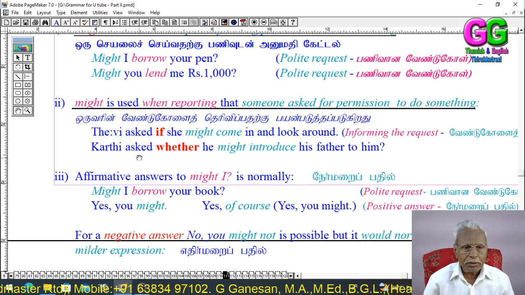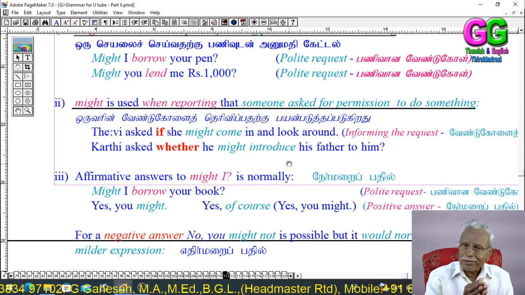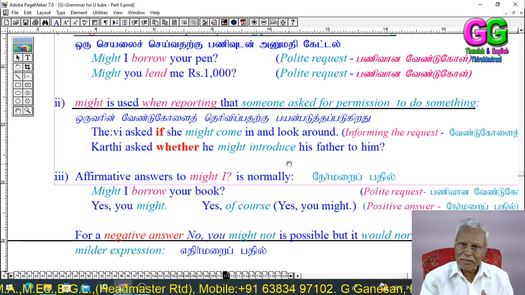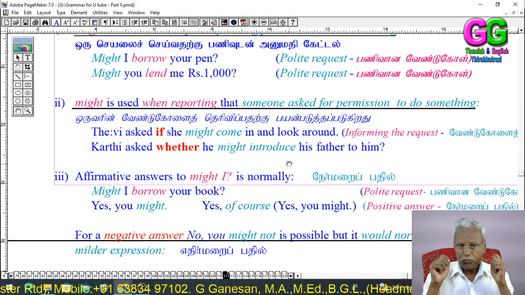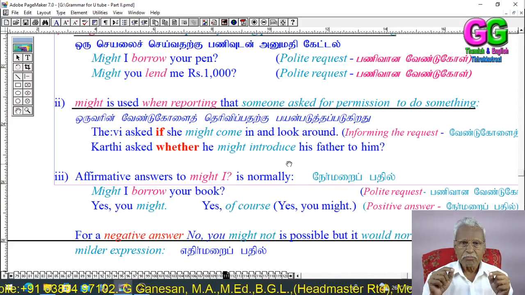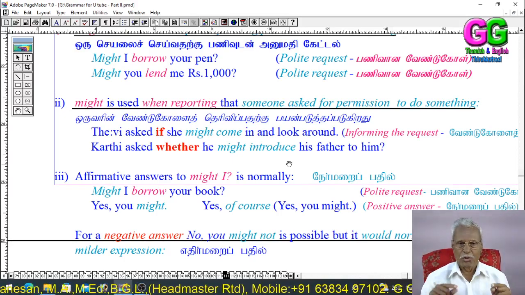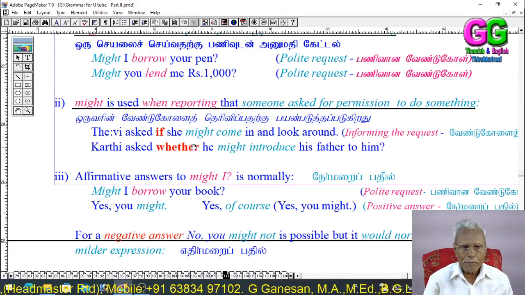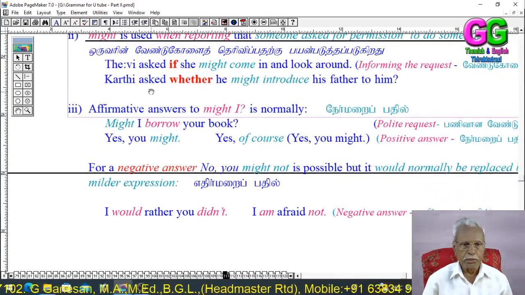Similarly, Karthi asked whether he might introduce his father to him. That is informing the request: Karthi asks his headmaster whether he can introduce his father to him. So, to report the wish of someone to do something, might can be used. Devi asked if she might come in and look around. Karthi asked whether he might introduce his father to him. That is politely informing these things.